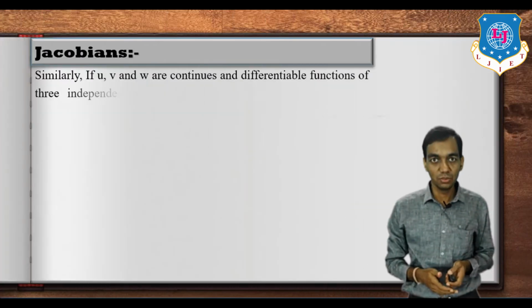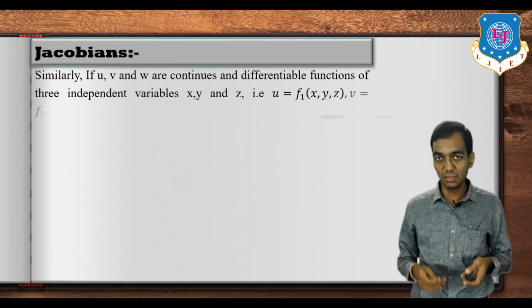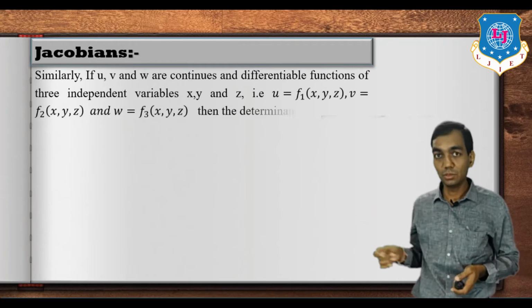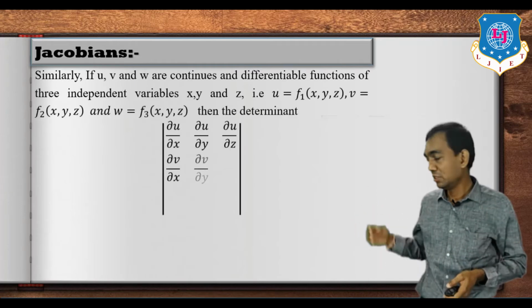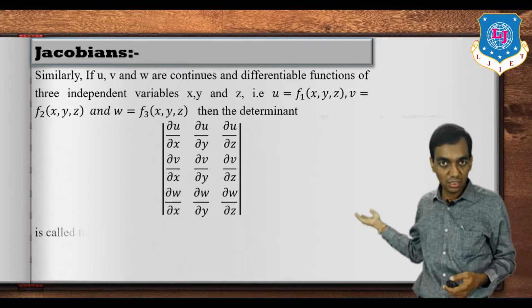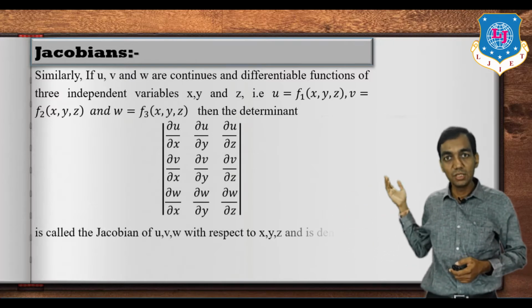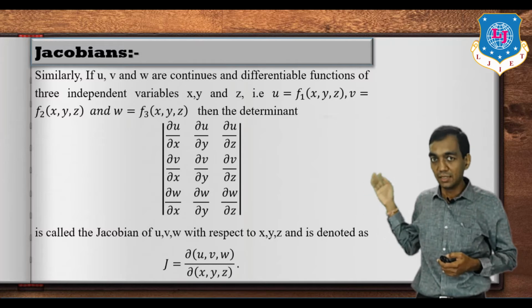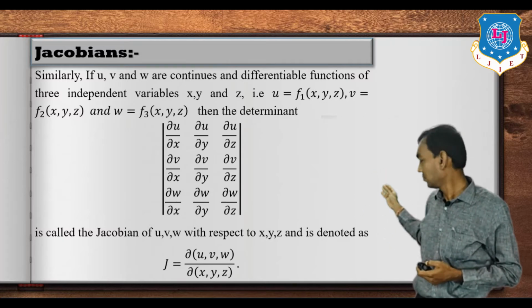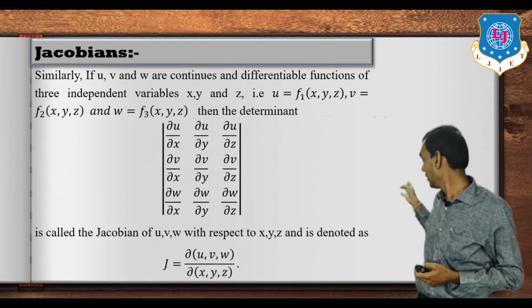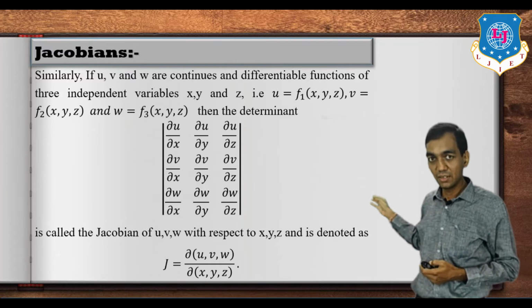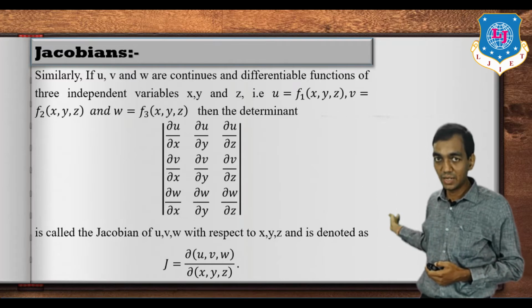In the same manner, suppose u, v and w are functions of x, y and z. That means u is a function of x, y, z, v is another function of x, y, z, and w is another function of x, y, z. Then the determinant: the first row is del u by del x, del u by del y, del u by del z. The second row is del v by del x, del v by del y, del v by del z.